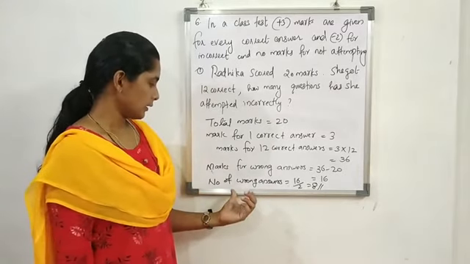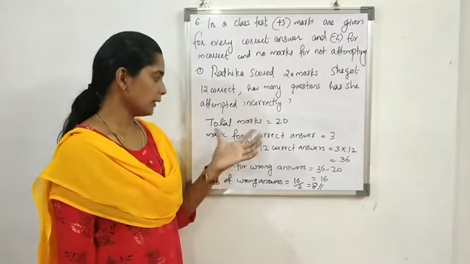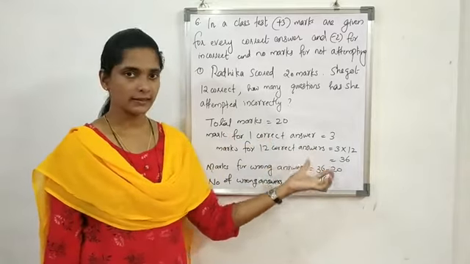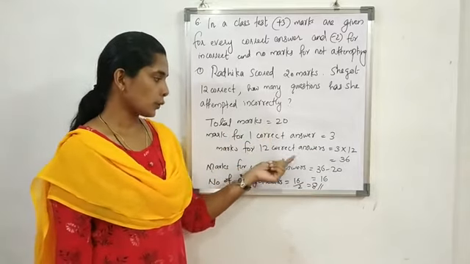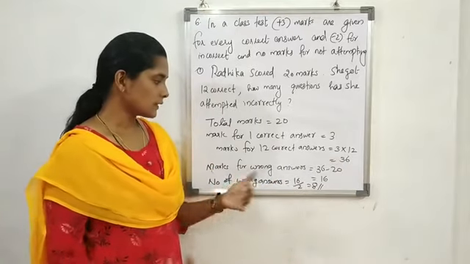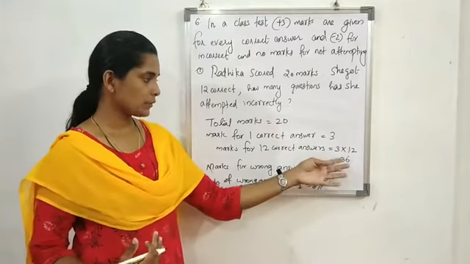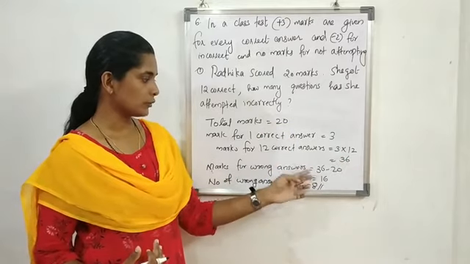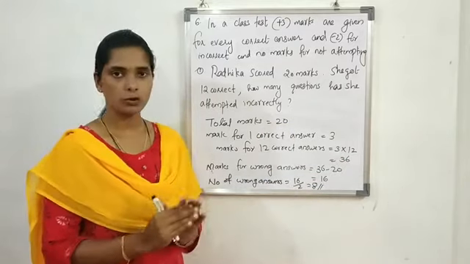Okay. Radhika's total score is 20. Then the mark for one correct answer is 3, and the marks for 12 correct answers is 3 into 12, that is 36. Then the marks for the wrong answers: when we subtract, we get 36 minus 20, 16 marks for these wrong answers.